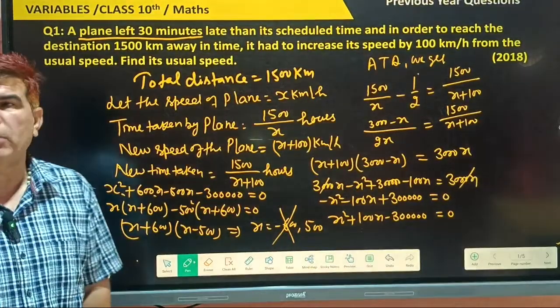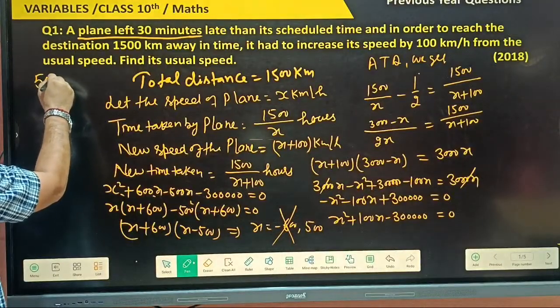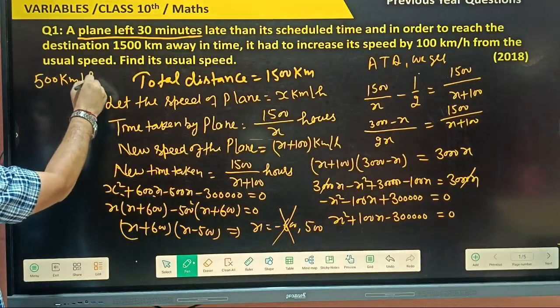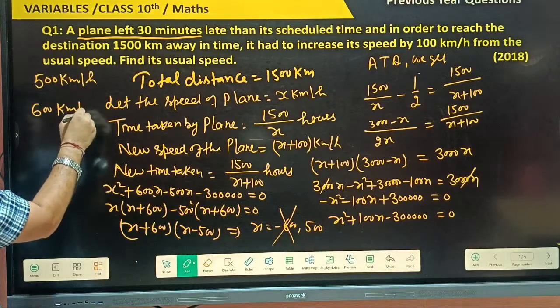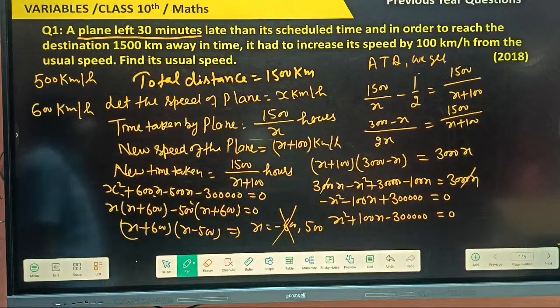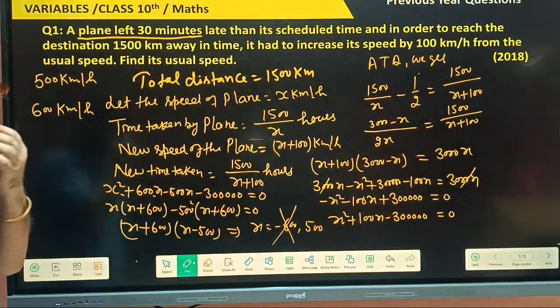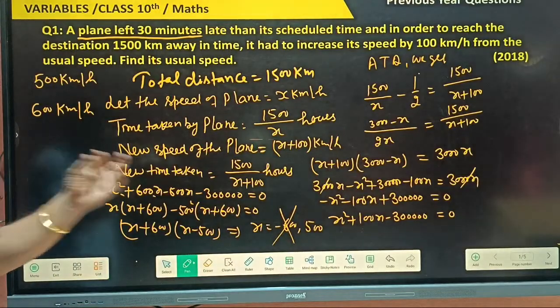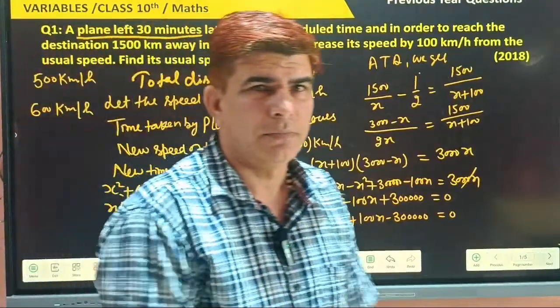So what's the speed of the plane? In the start, 500 kilometer per hour. And after that, its speed becomes 600 kilometer per hour. Time taken by x, you can write 3 hours taken. And if you're taking this, then 2.5 hours taken. So the difference is half an hour.